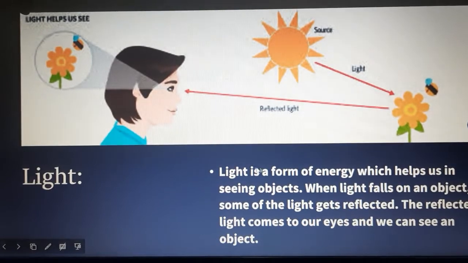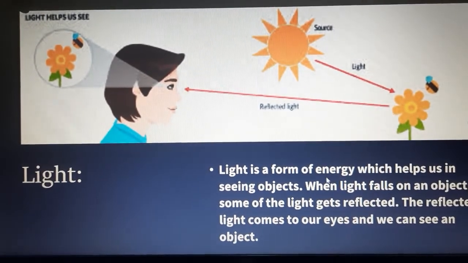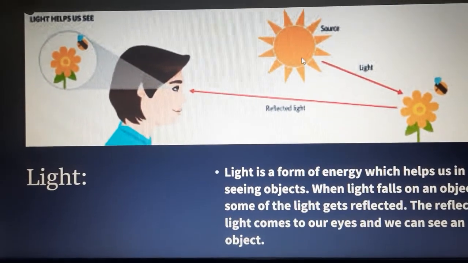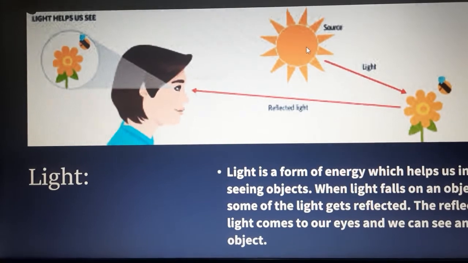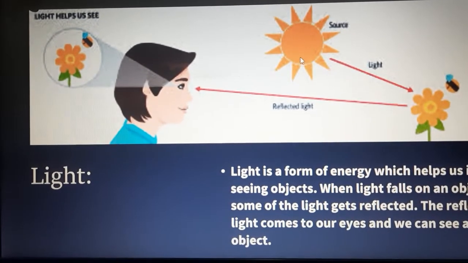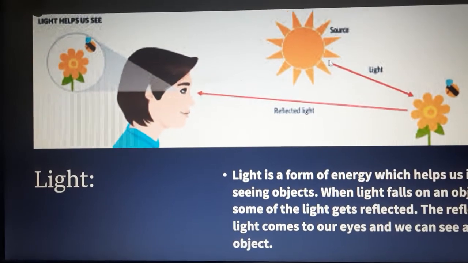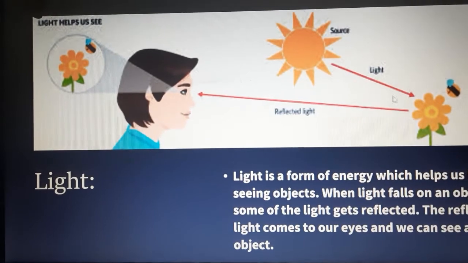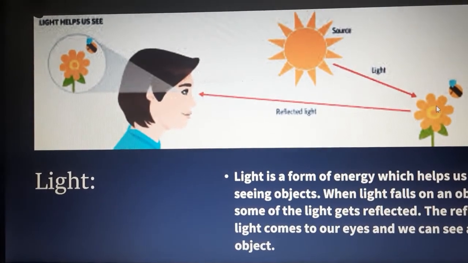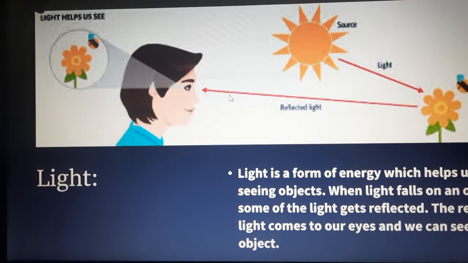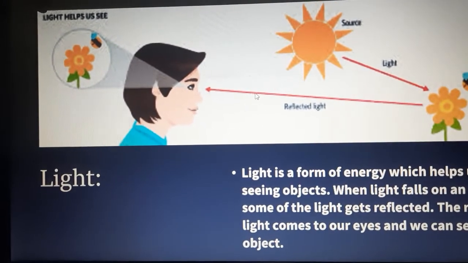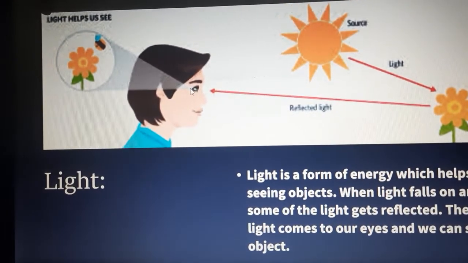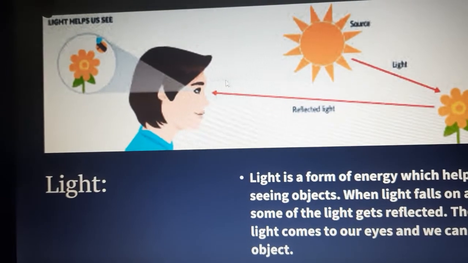So what is a light? Light is a form of energy, and this energy helps us to see objects. As you can see in this diagram, the ultimate source of energy is sun, and the light which is coming from sun is falling on this flower. From this flower, this light is getting reflected. This particular line which you see represents the reflected light, and it is falling into our eyes. Because of this, we are able to see that this is a flower.